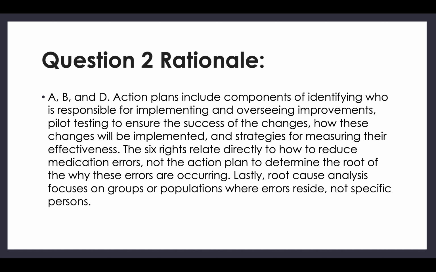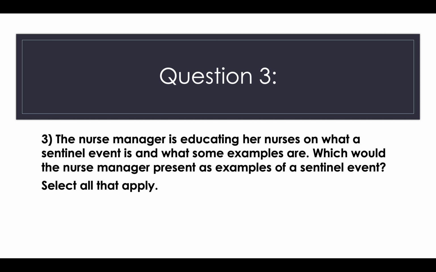Action plans include components of identifying who is responsible for implementing and overseeing improvements, pilot testing to ensure the success of the changes, how these changes will be implemented, and strategies for measuring their effectiveness. The 6 rights relate directly to how to reduce medication errors, not the action plan to determine the root of why these errors are occurring. Lastly, root cause analysis focuses on group or population where errors reside, not specific person.